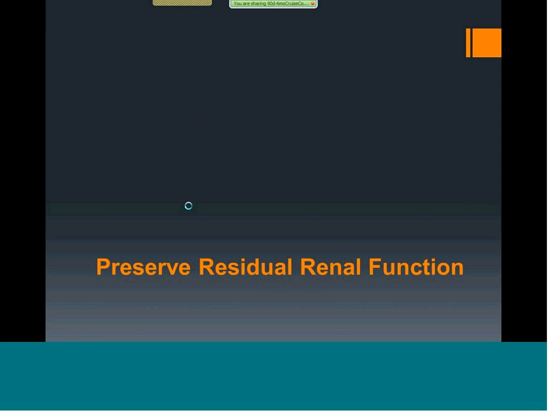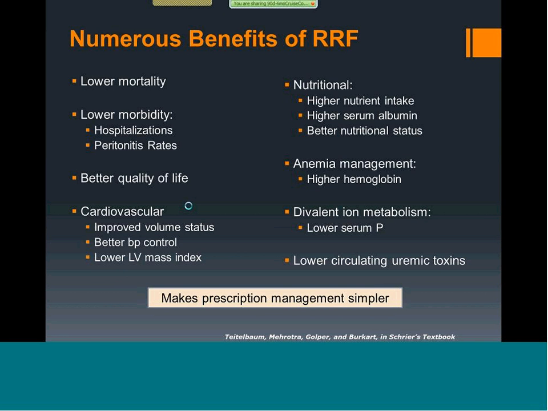This last part is to preserve residual renal function. There are numerous benefits of residual renal function that have been shown in many clinical studies. And the bottom line is, if the patient has residual renal function, it makes prescription management simpler. And so we want our patients to keep on having residual renal function for as long as it is feasible.